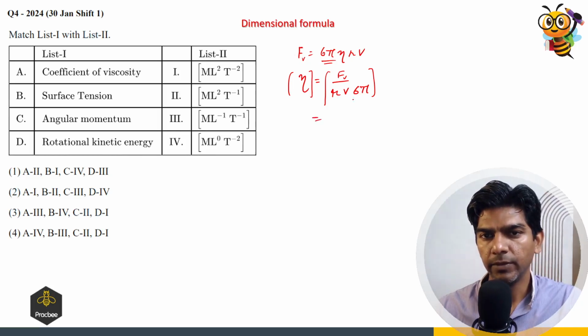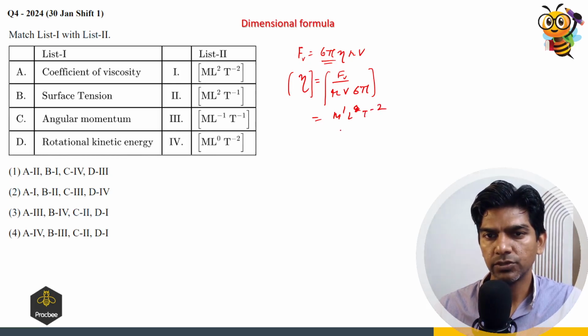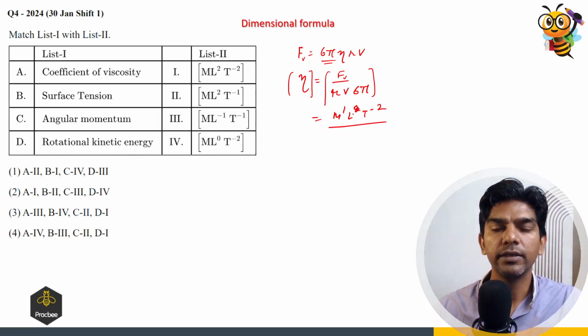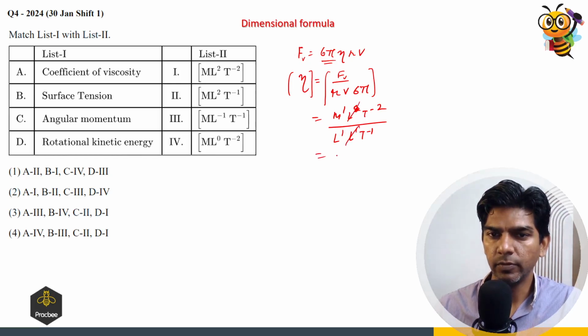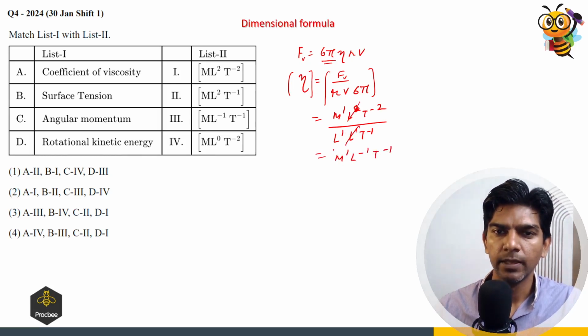Force is M raised to power 1, L raised to power 1, T raised to power minus 2, divided by R, which is length, so L raised to power 1, and V is L raised to power 1, T raised to power minus 1. 6 pi is dimensionless, so one L will get cancelled out. So it will be M raised to power 1, L raised to power minus 1, T raised to power minus 1. That is the dimension of coefficient of viscosity: 1, minus 1, minus 1. So A corresponds to 3.